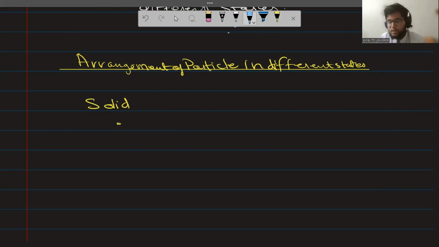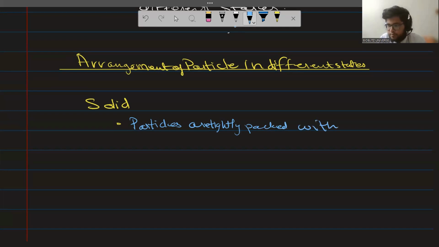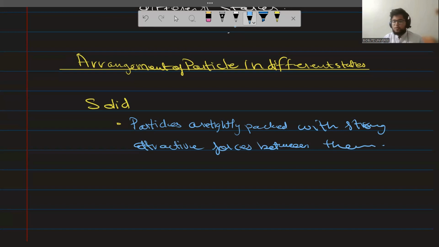Basically in solid, particles are tightly packed with strong attractive forces between them, okay? This is the first arrangement. The other arrangement of this is that they vibrate at their fixed position.